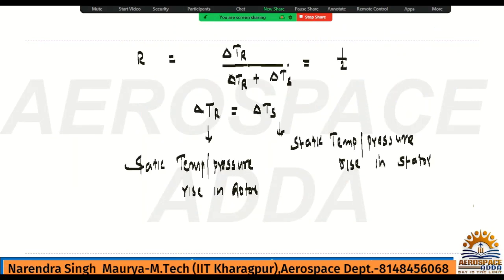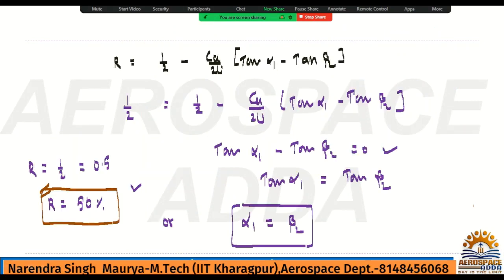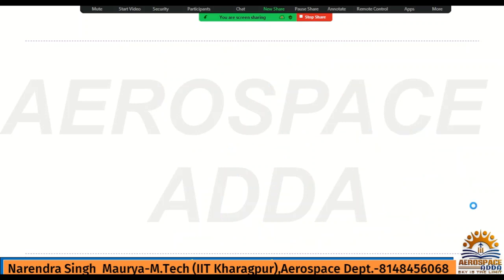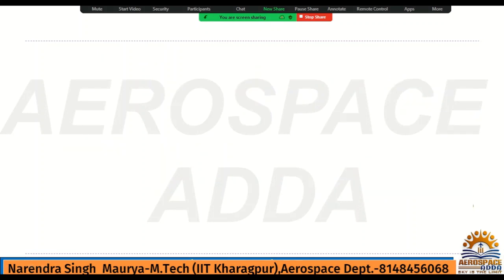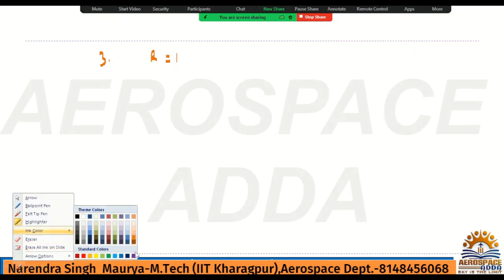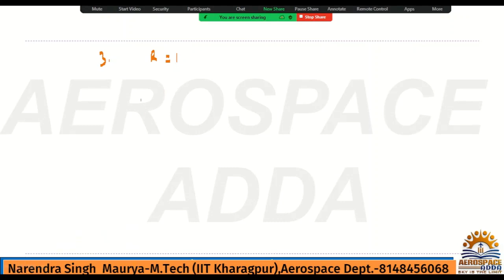That is the relation between angles. Now in terms of pressure and temperature, this is the relation. Now the third point: what is the third point? If degree of reaction is 1. Here I had given the formulation, and the same way you can analyze. Now you are eligible to do this.